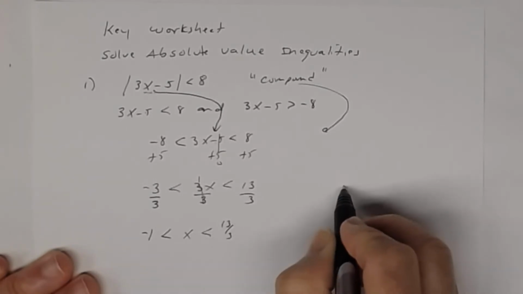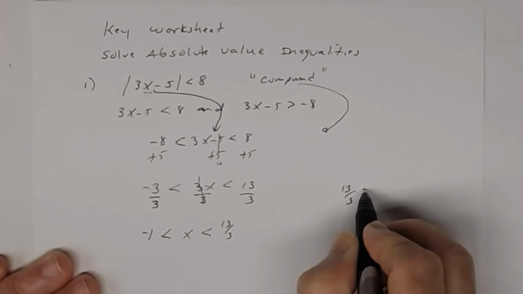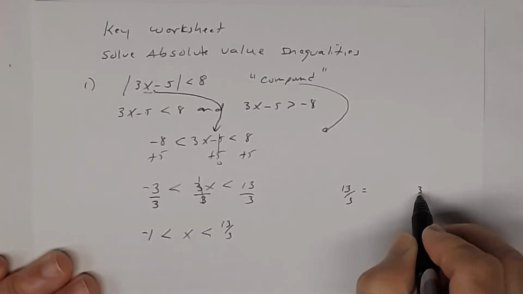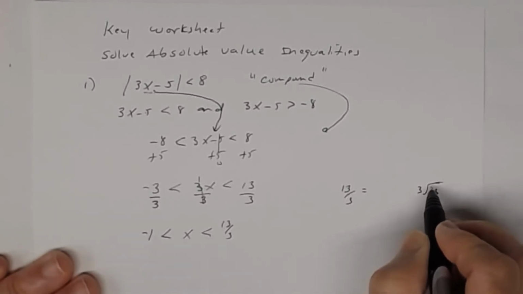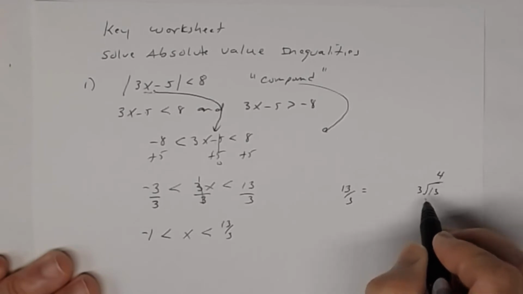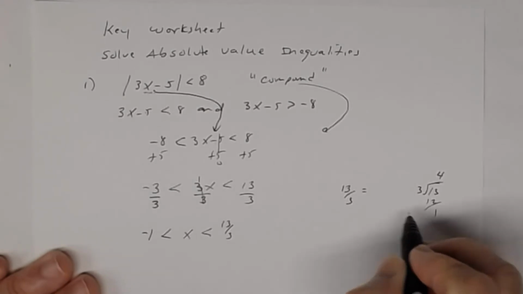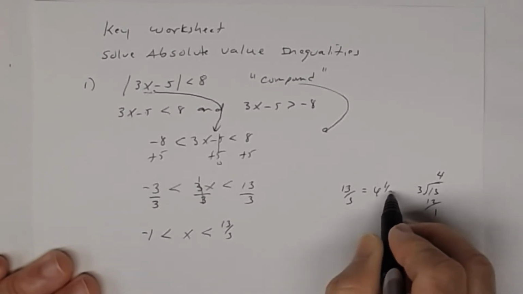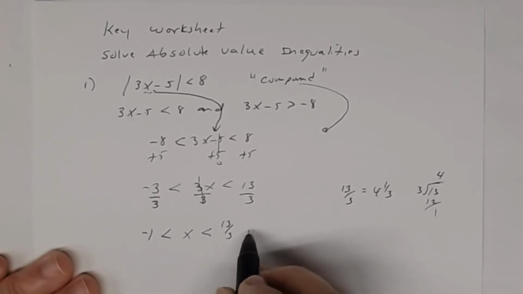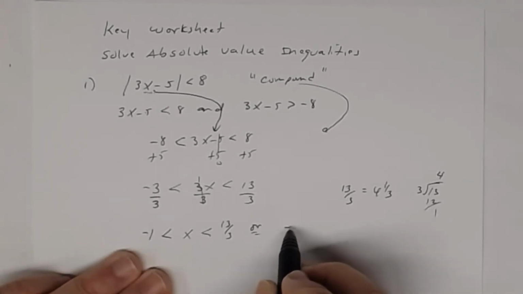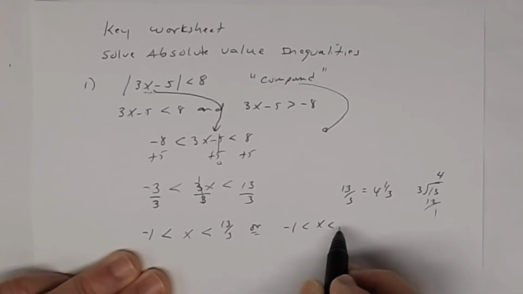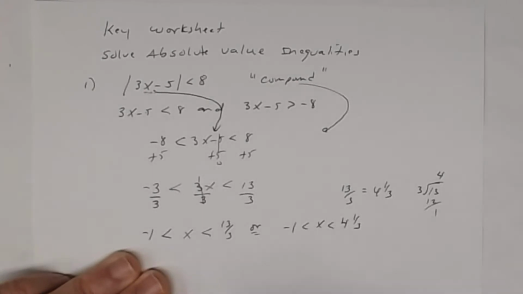All right, now remember 13 thirds, if you want to, you can write this as a mixed number. So 3 into 13 is 4. 4 times 3 is 12 with a remainder of 1. So this is 4 and 1/3. So you can write it as 4 and 1/3. Okay.